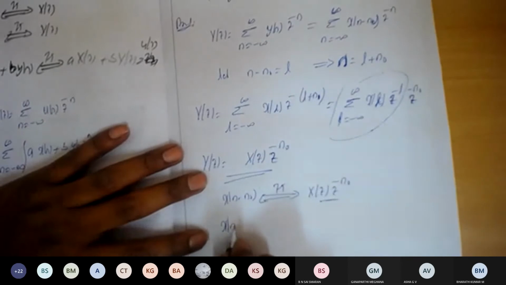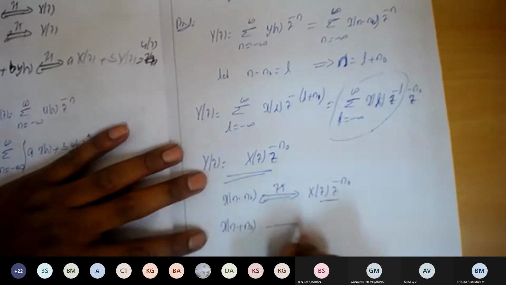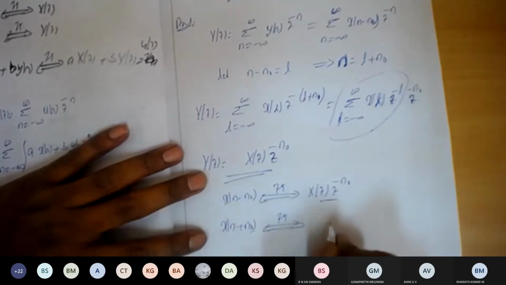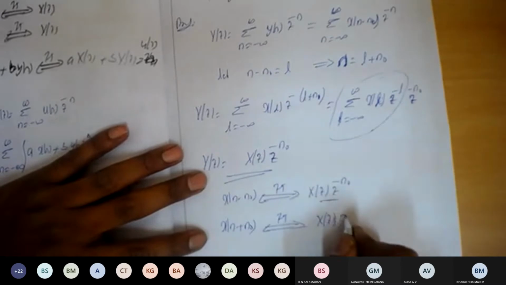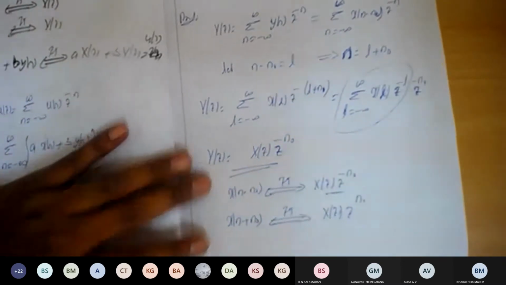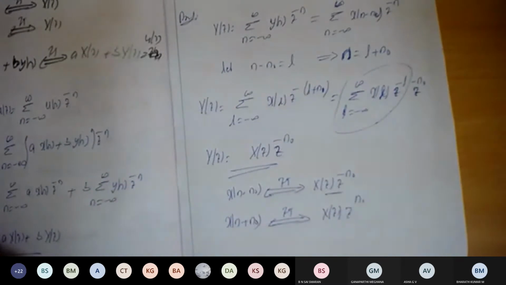Similarly, we can rewrite this for x of n plus n naught, the corresponding z transform we can write as X of z into z to the power of n naught. If it is minus, it will become minus; if it is plus, it will become plus. So done. This is called the time shift property.